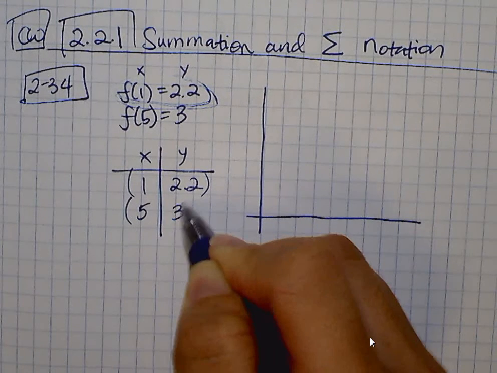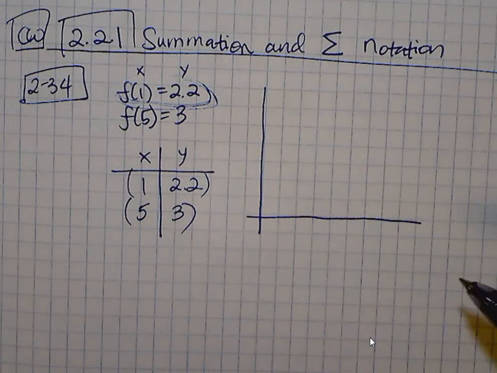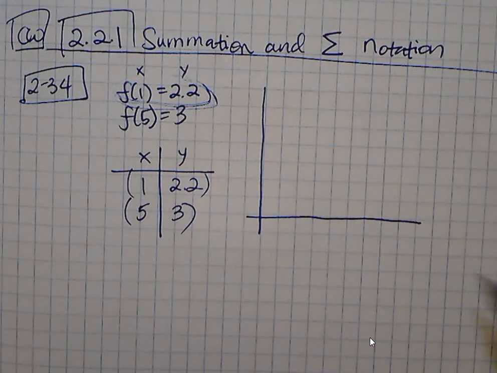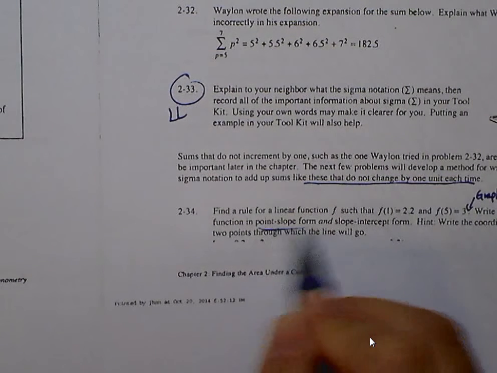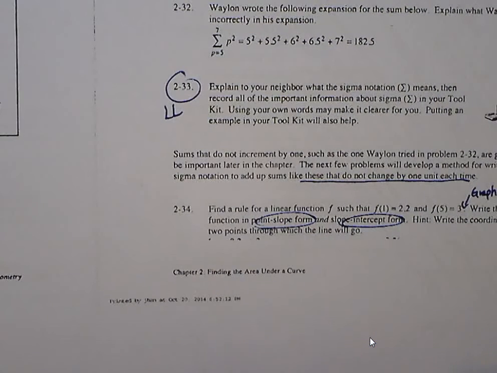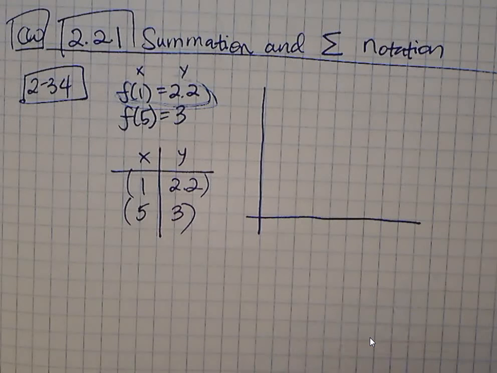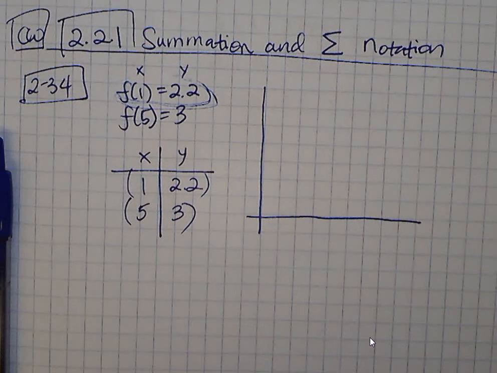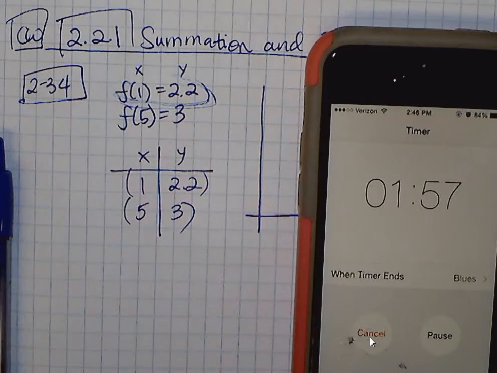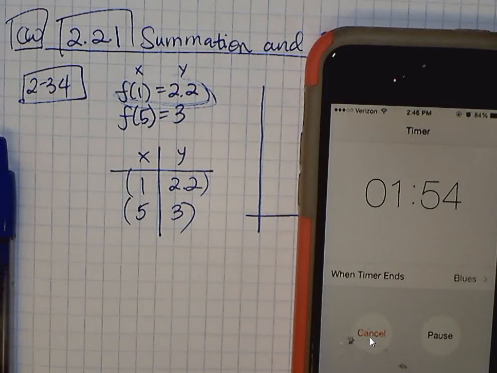So can you graph that and then make a line and then give me the equation of that line in both point slope form and slope intercept form? Okay? So do that. You have 2 minutes with your groups. Graph those 2 points, make a line, and give me the equation of that line.